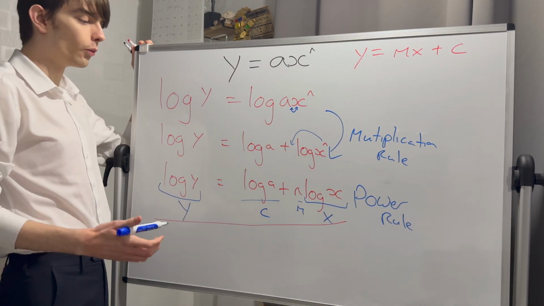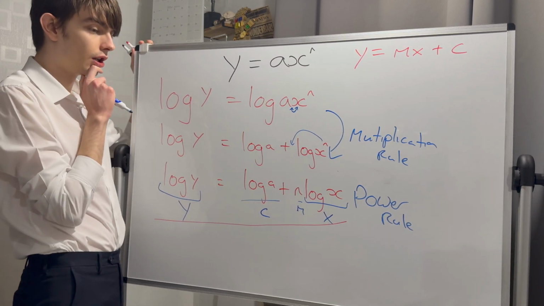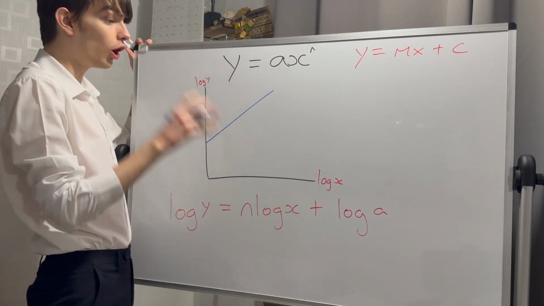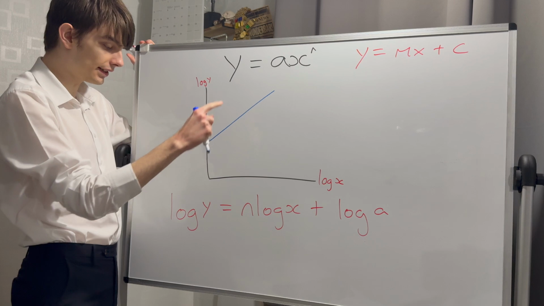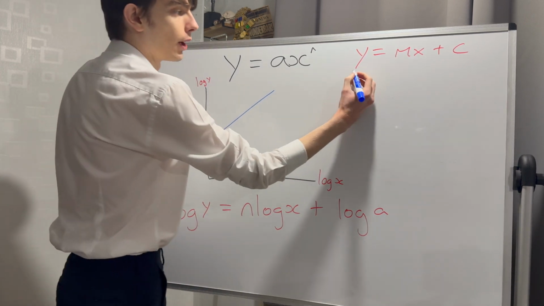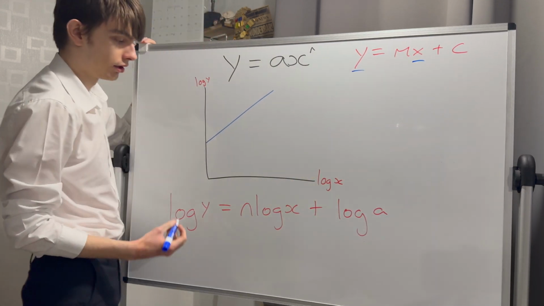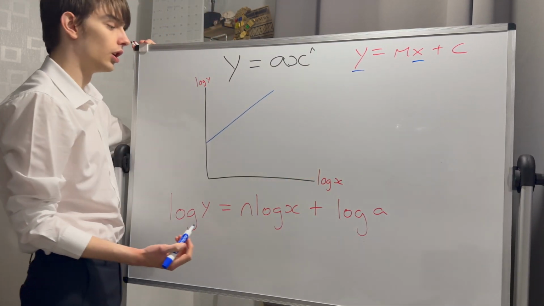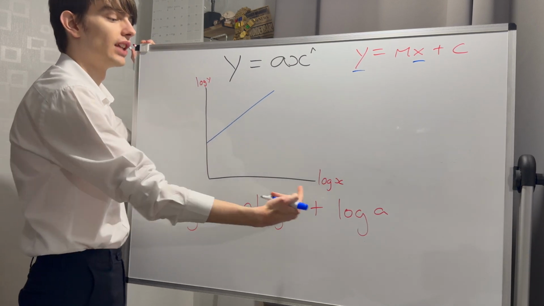So what I end up with is an equation of the form y equals mx plus c, meaning if I plot a graph with log y on the y-axis, because log y is in my y position, and log x on my x-axis, because log x is in my x position, I will end up with a lovely straight line because I have a y equals mx plus c.